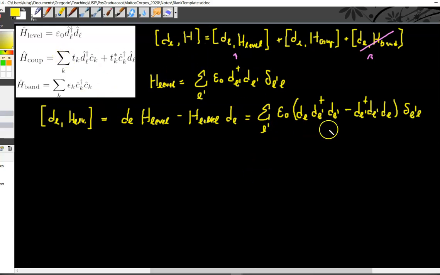Now what we want to do is try to flip these two guys. So, yeah, let's do it this way. So this guy here should be what? d_l' d_l' dagger plus d_l' dagger d_l' should be equal to delta l l', right? So I can write this guy as delta l' l, sorry, minus this guy. All right, so it should be okay.